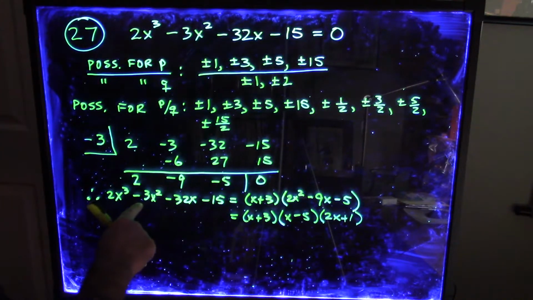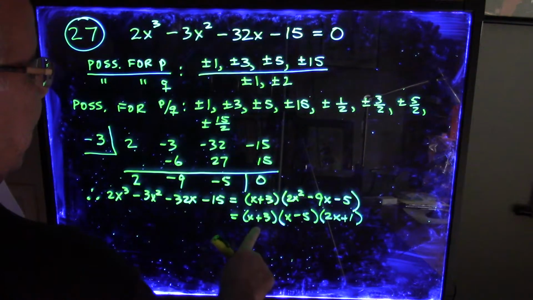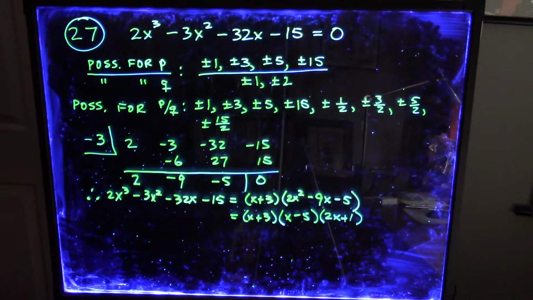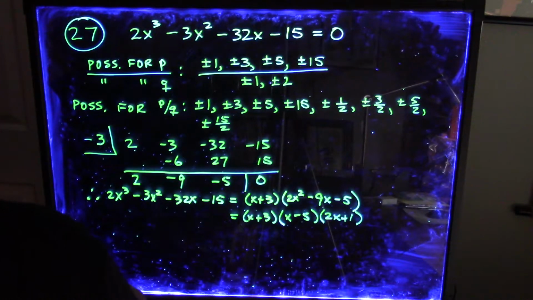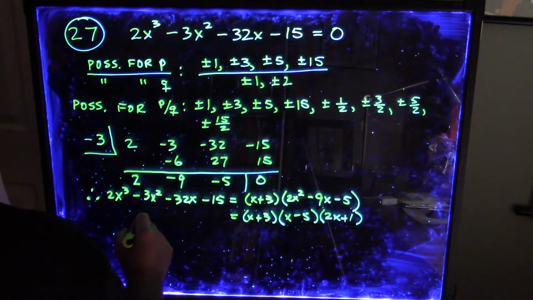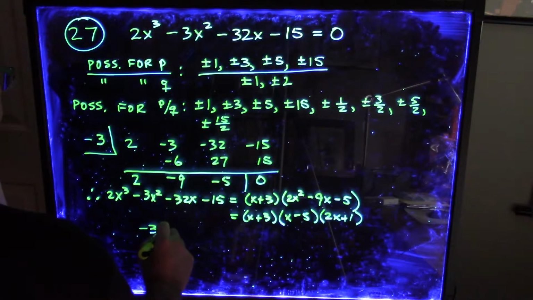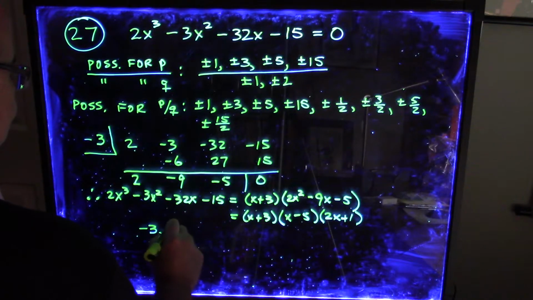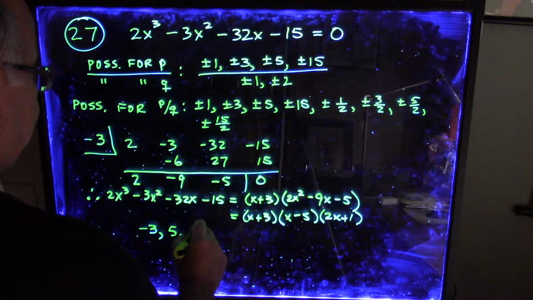So if you set the original polynomial equal to 0, then you'd be setting these equal to 0 equivalently, and then you could solve each of these separately. So the zeros are -3, which comes from this one, 5, which comes from that one, and -1/2, which comes from that one.